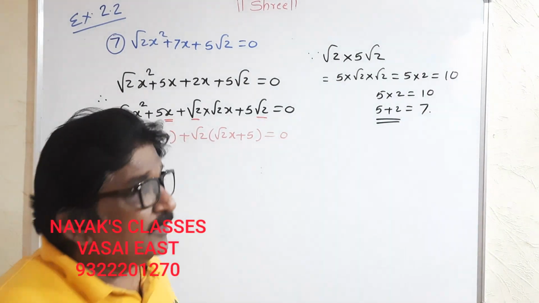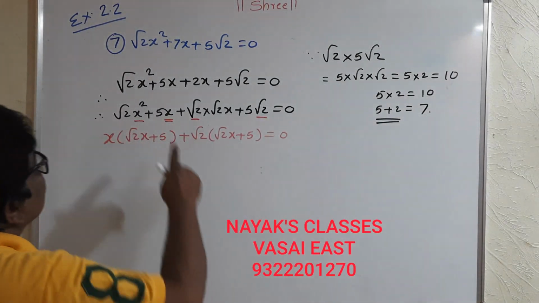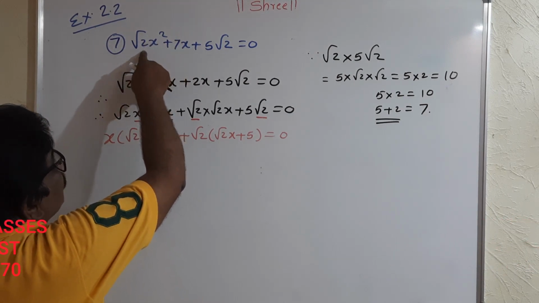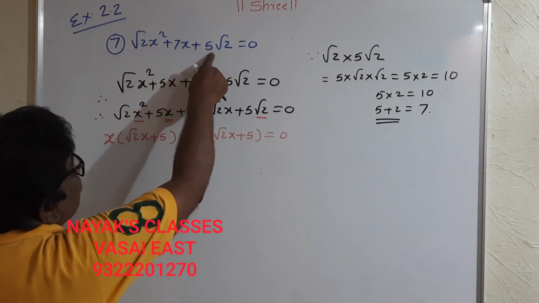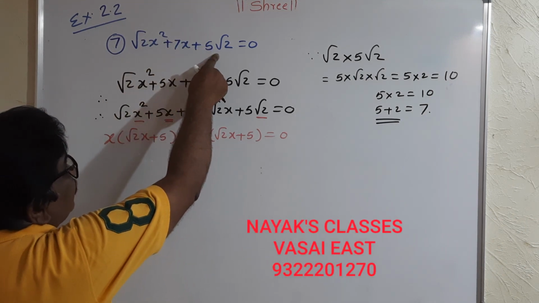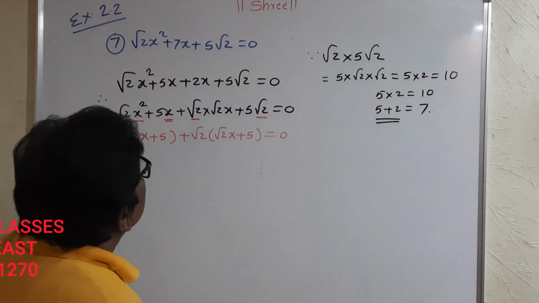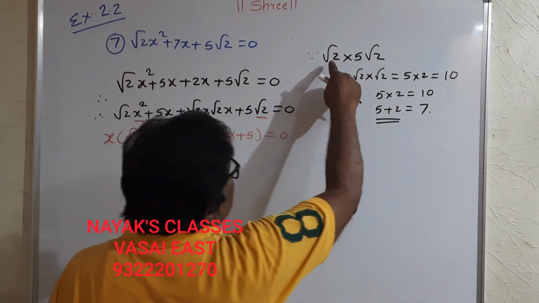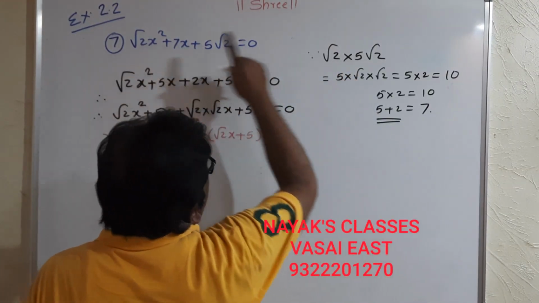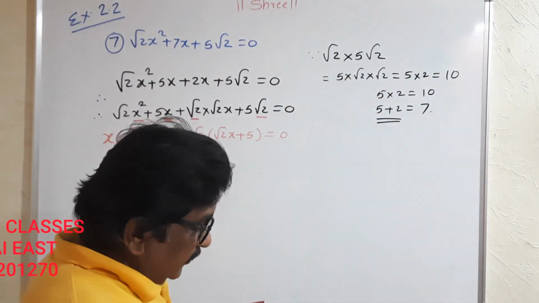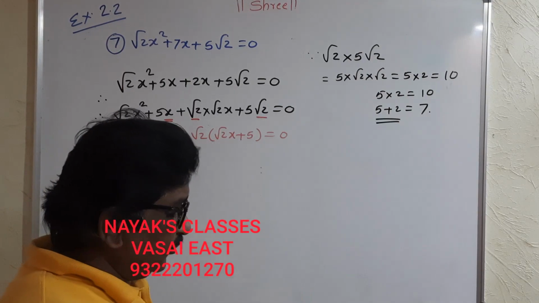See, first you have to check the coefficient of first term. It is not 1. So it is first term into last term. So coefficient of first term is root 2 into last term 5 root 2.